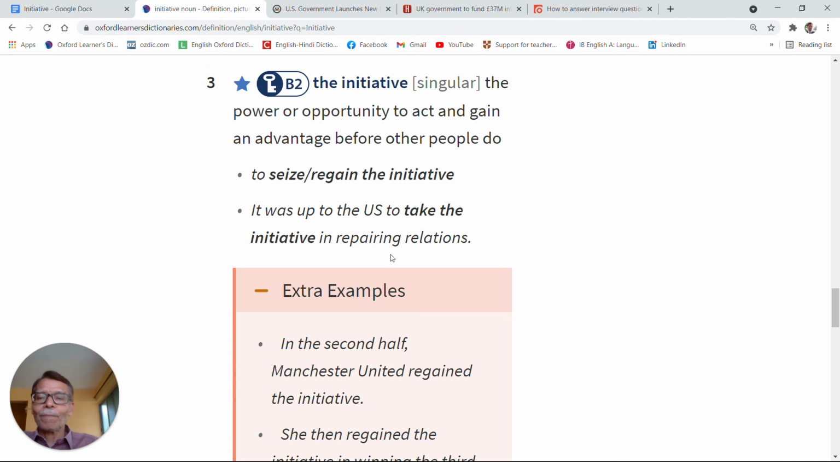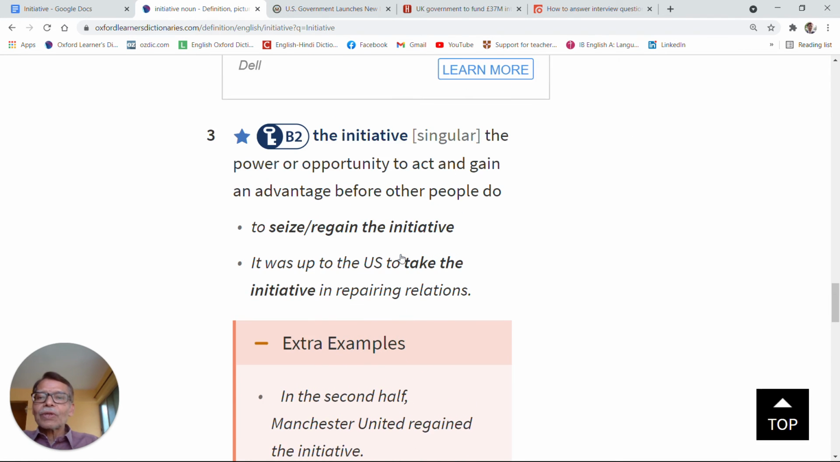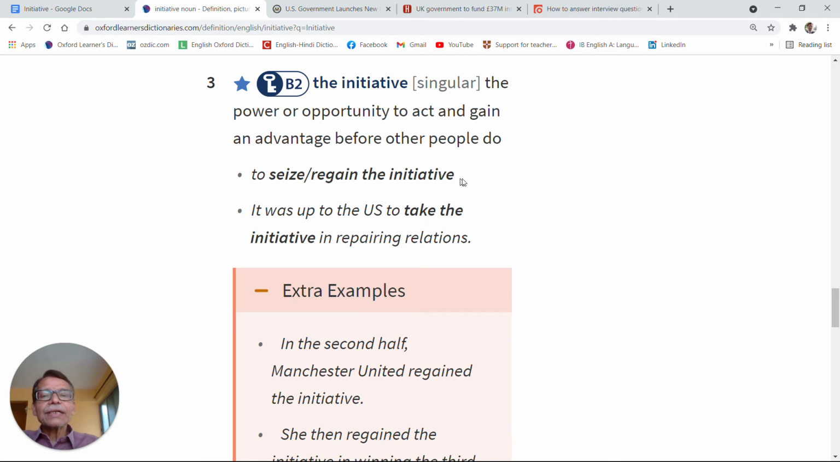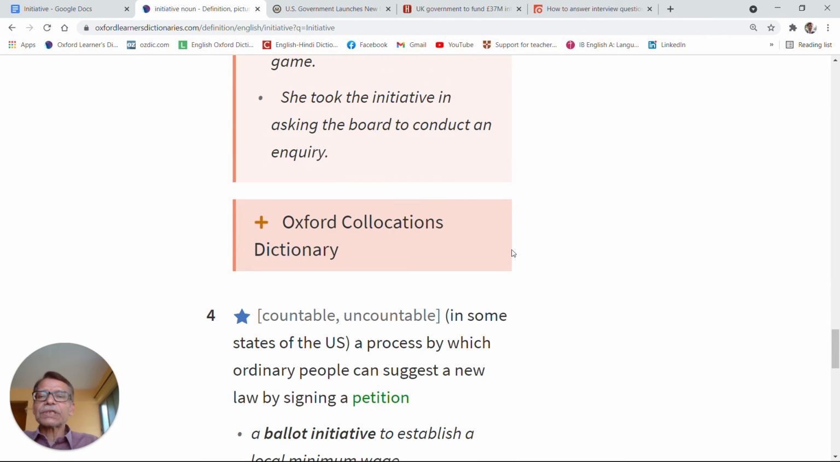And look at the examples. To seize, regain the initiative. Or look at this, it was up to the US to take the initiative in repairing relations between two countries. It was up to the US. That means it was the responsibility of the US government to take the initiative in repairing its relations with some neighboring countries or any country. Another example, she took the initiative in asking the bird to conduct an inquiry.